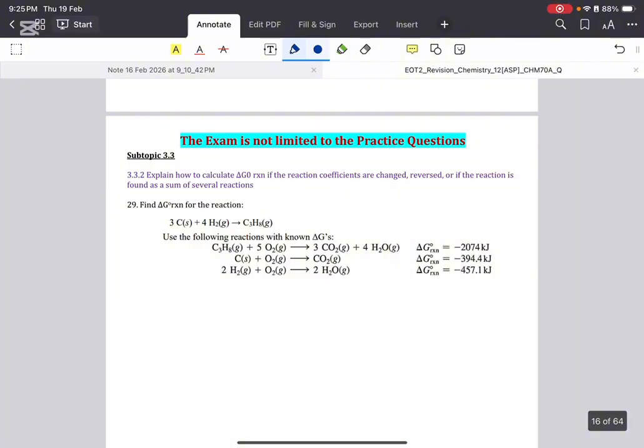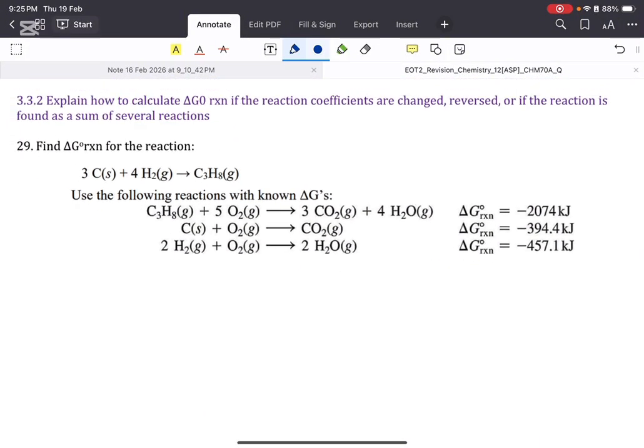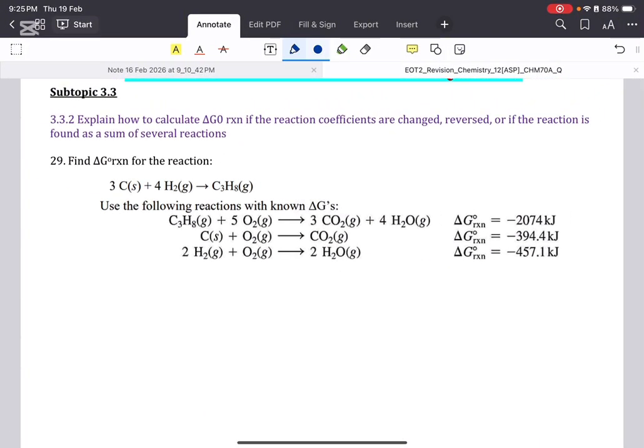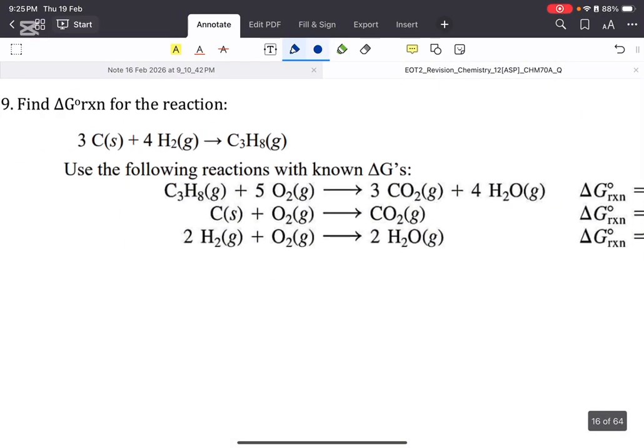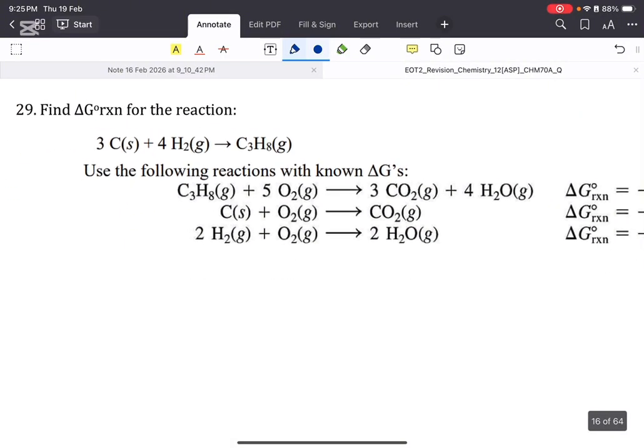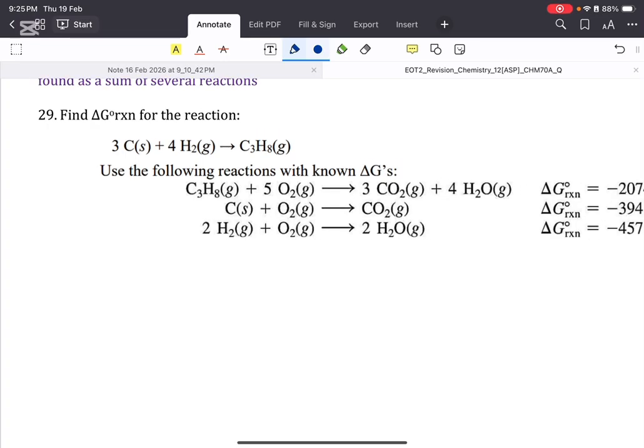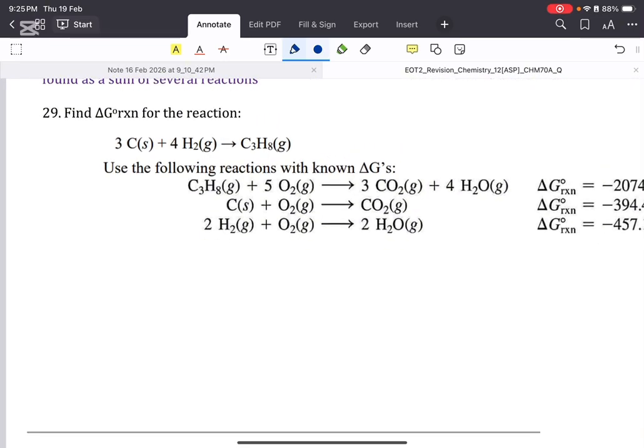Moving on to calculate the delta G following Hess's law, a sum of several reactions, we can calculate the delta G. So here we have to follow a method. You look at the reactants and products and you find them in the given equations. So I'm going to name this equation A and this B, and this equation I'll name C.